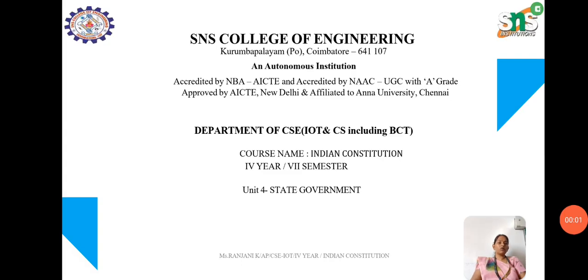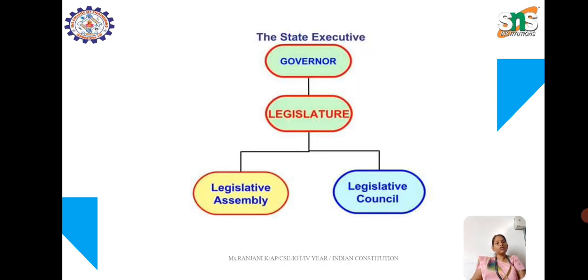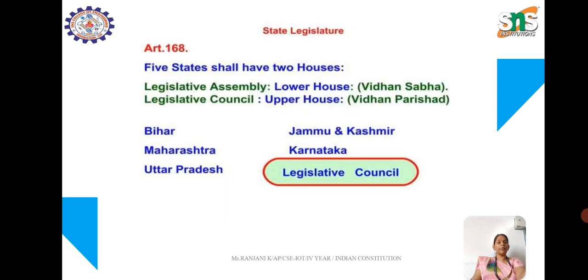In continuation with the previous topic, the functions of chief ministers, today we have to see about the state legislative assembly. So this is the state legislature: the governor, then the legislature, which is divided into legislative assembly and legislative council. According to Article 168, certain states shall have two houses. The legislative assembly is the lower house, the Vidhan Sabha. Then there is the legislative council, the upper house, the Vidhan Parishad. Bihar, Jammu Kashmir, Maharashtra, Karnataka and Uttar Pradesh come under the legislative council.